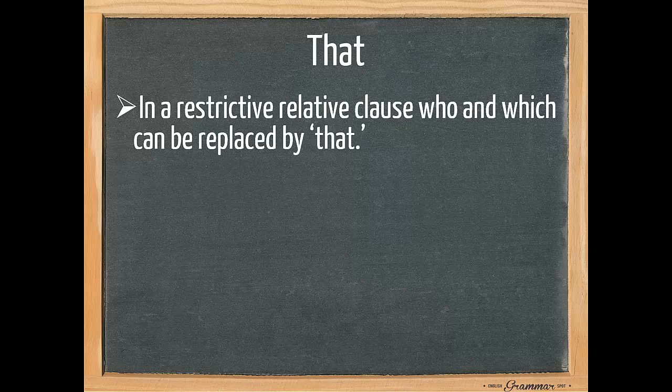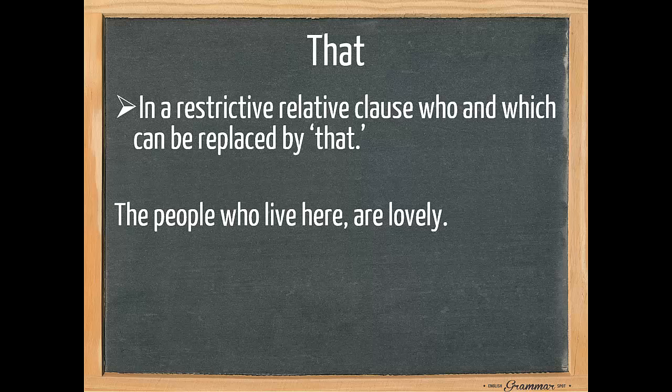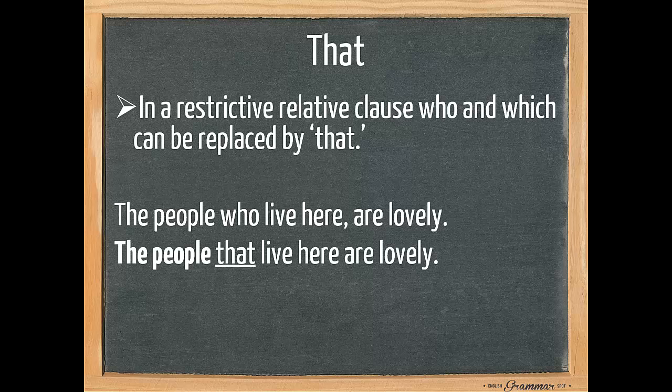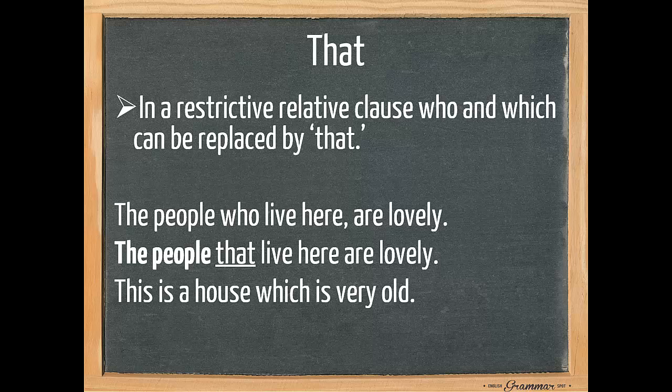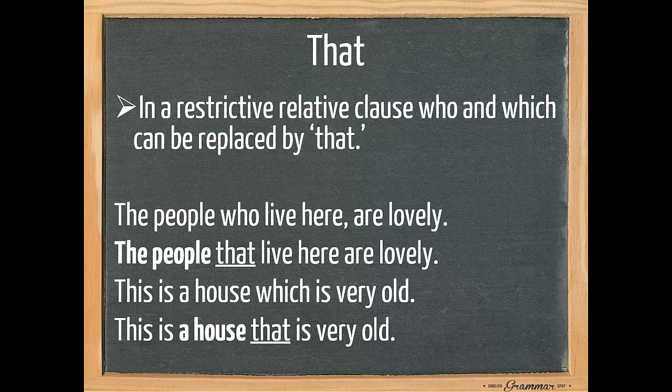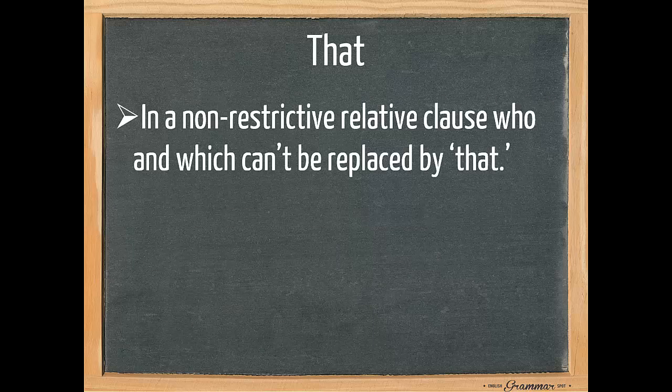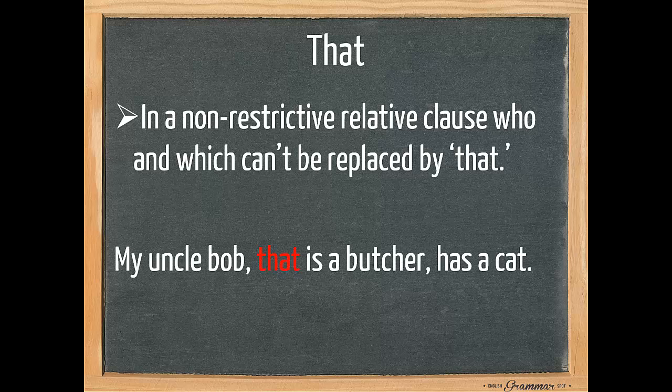In a restrictive relative clause, who and which can be replaced by that. The people who live here are lovely. The people that live here are lovely. This is a house which is very old. This is a house that is very old. In a non-restrictive relative clause, who and which can't be replaced by that. My Uncle Bob, that is a butcher, has a cat, is grammatically incorrect.